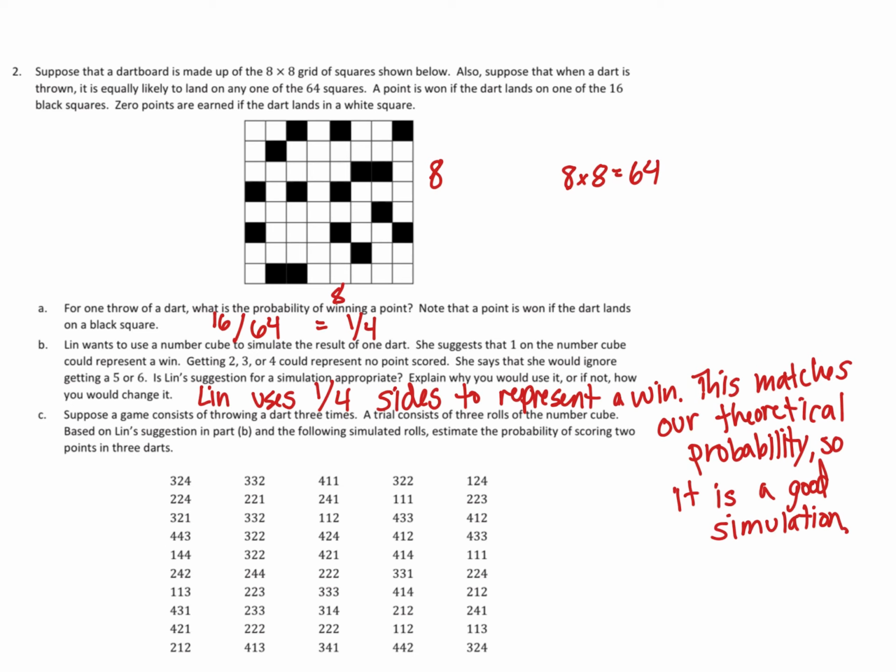C says, suppose a game consists of throwing a dart 3 times. A trial consists of 3 rolls of the number cube, based on Lynn's suggestions in part B. The following simulated rolls estimate the probability of scoring 2 points in 3 darts. So remember, a 1 represents a point. So we're looking for any of them that represent 2 points. So 2 1s in it.